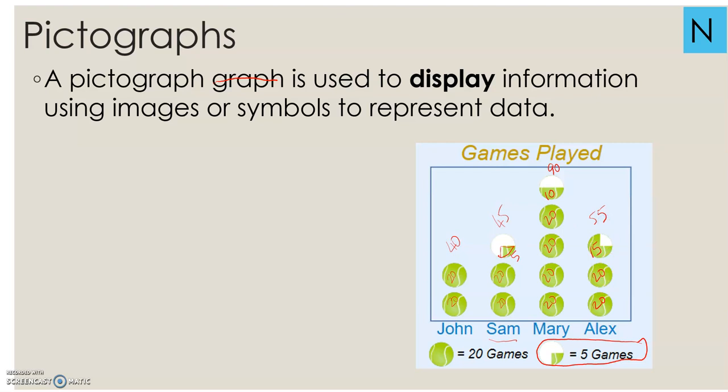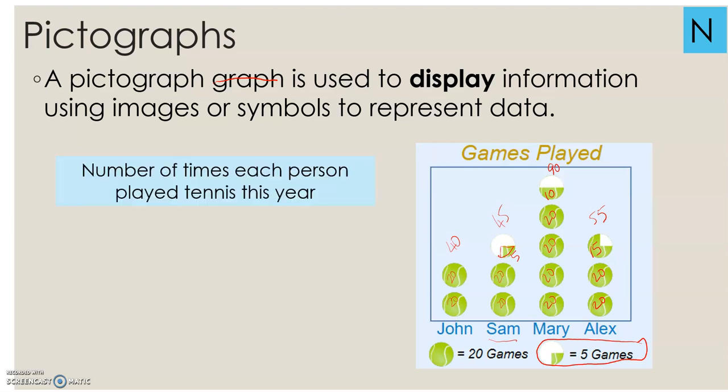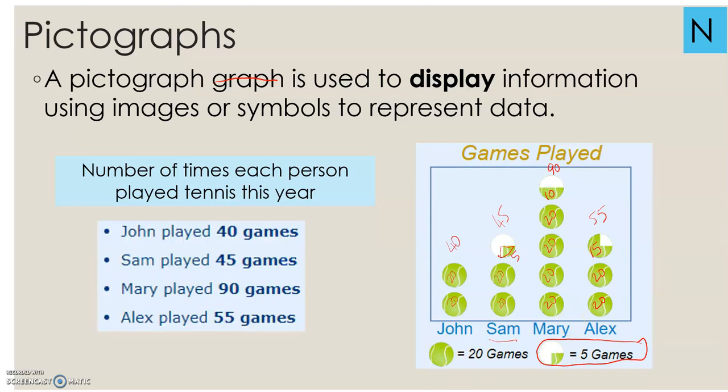So that's a pictograph, and be able to interpret information by looking at the graph and the key that has been given to us, which is 1 tennis ball equals to 20 games, and that quarter of a tennis ball equals to 5. So basically, the graph was used to represent the number of times each person played tennis this year, and that is how many times they played just by looking at that pictograph.